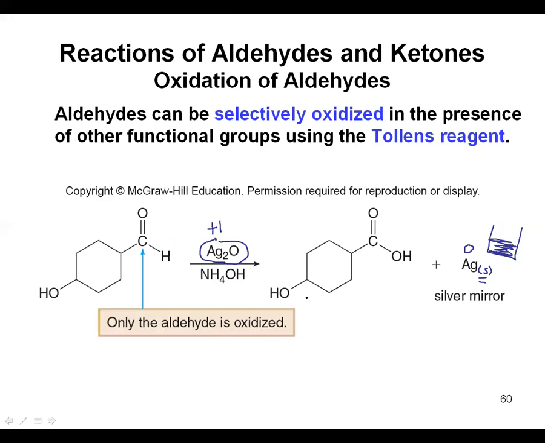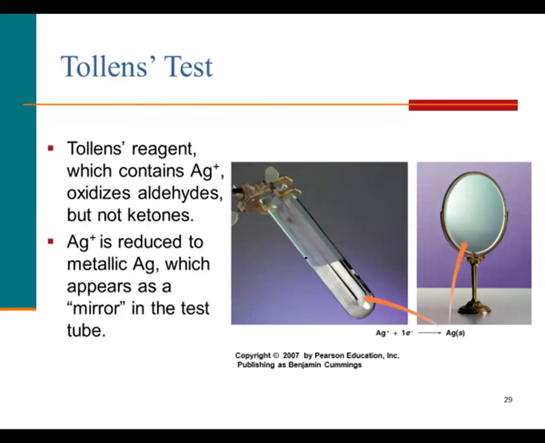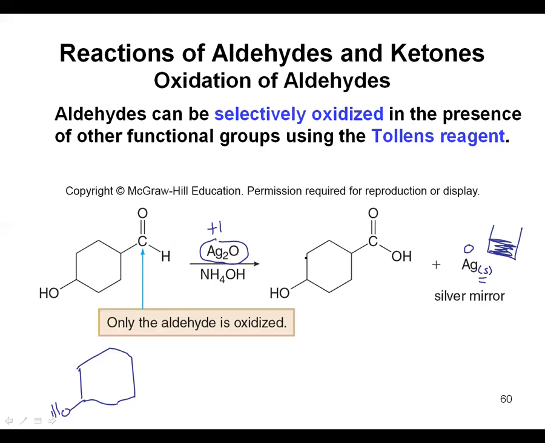Now, if you did the same test with a ketone, you would not see that silver color occur. Because you would not see it occur, it would be negative, and you know it would be a ketone.